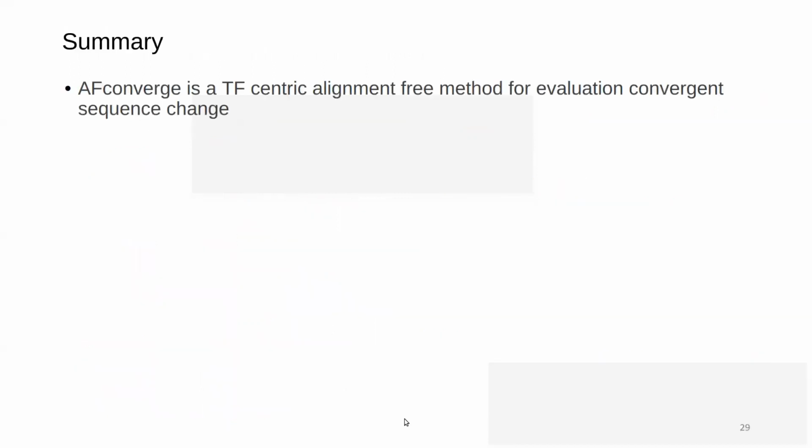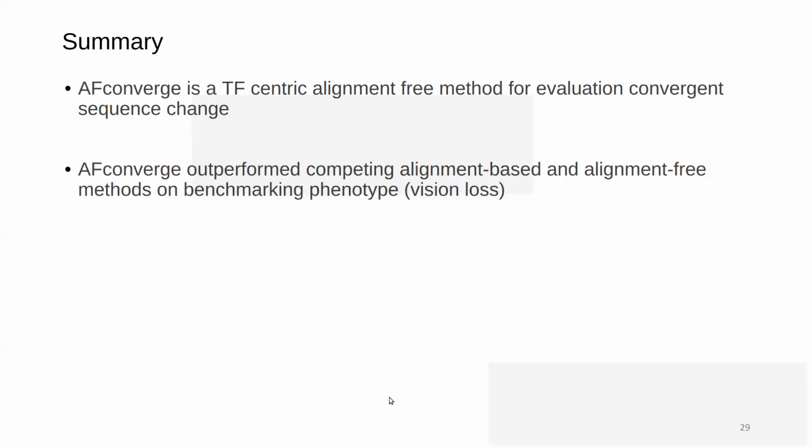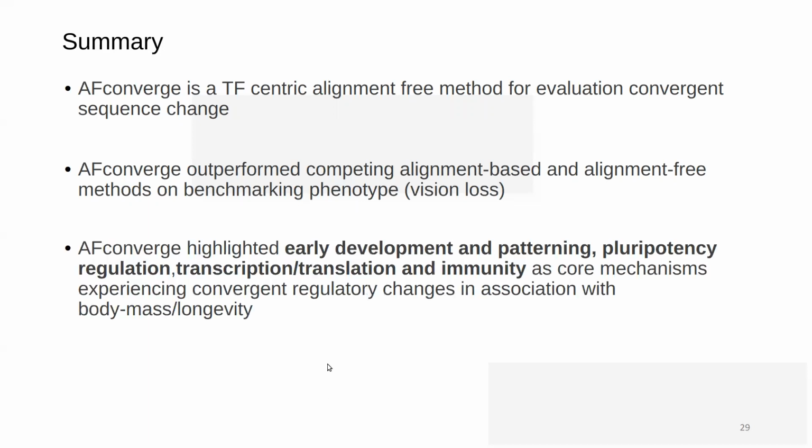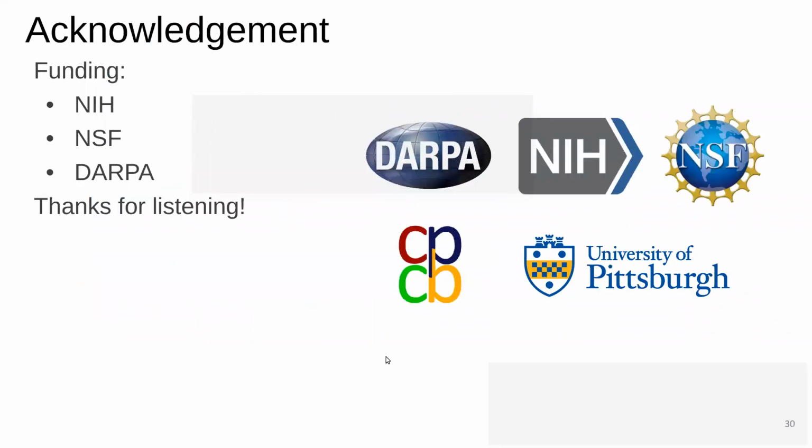Just in summary, AFconverge is a TF-centric alignment-free method for evaluating convergent sequence change. AFconverge outperforms competing alignment-based and alignment-free methods when using a benchmarking phenotype with a known expectation, for which we use vision loss. When we apply it to a phenotype that we don't understand well, the body size longevity axis, our analysis implicates early development patterning, pluripotency regulation, transcription, translation, and immunity as core mechanisms in experiencing convergent regulatory changes. I would like to thank the funding sources, and thank you very much for listening.